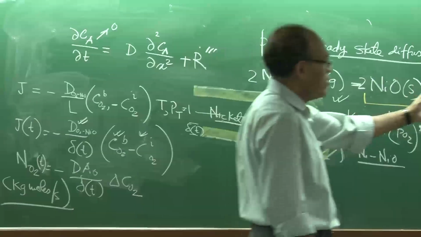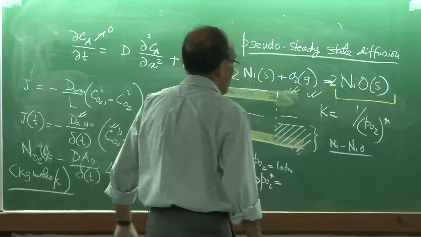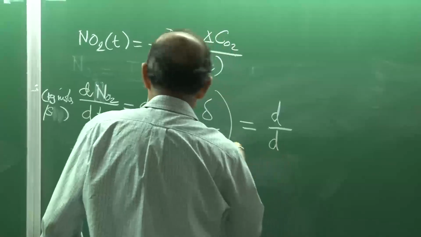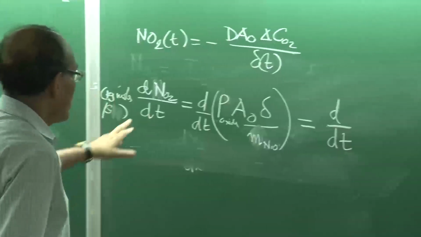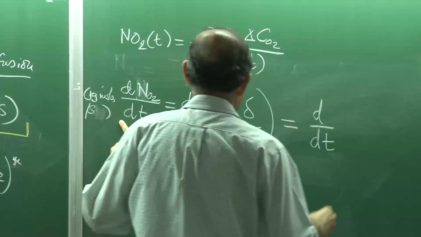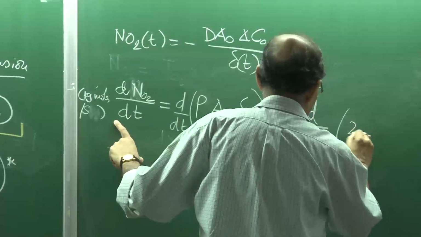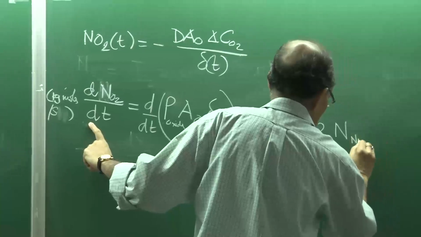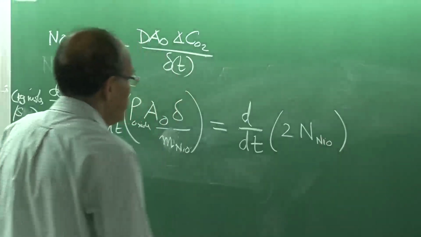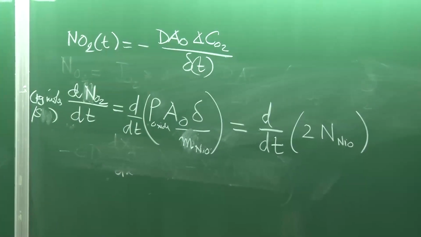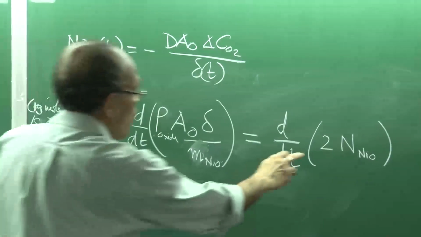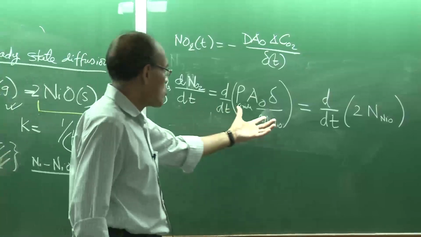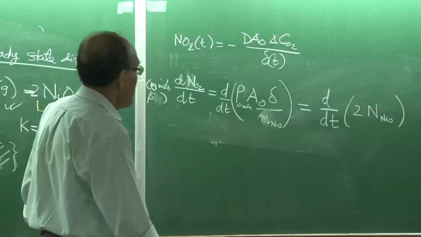So the kg moles per second of oxygen must be equal to, and there is a factor of 2 which is related, if you calculate from the equation, 2 times N of nickel oxide, kg moles of nickel oxide. For every mole of oxygen, 2 moles of nickel oxide are being produced, and this is the rate of change of moles of nickel oxide as a function of time.